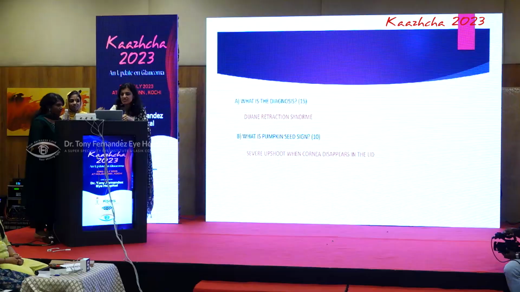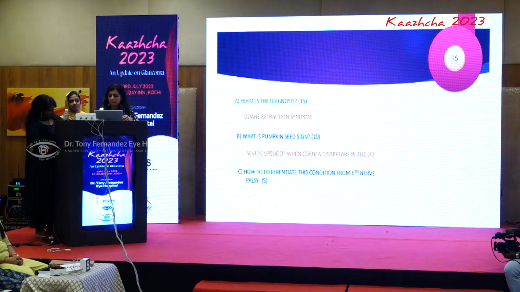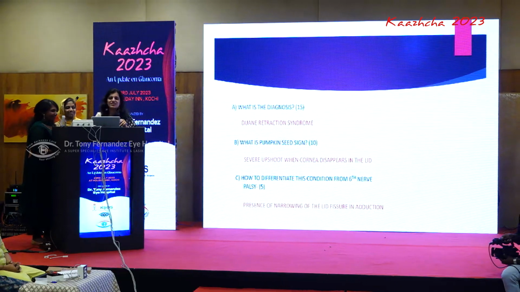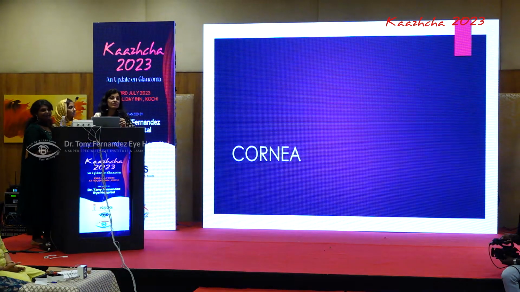Okay, there is severe upshoot when the cornea disappears in the lid. How to differentiate this condition from sixth nerve palsy? The palpebral fissure height decreases on adduction. Correct. Okay, 5 marks to team D. 20.